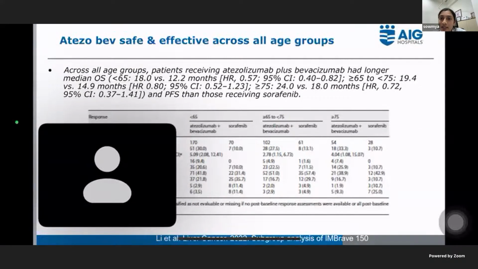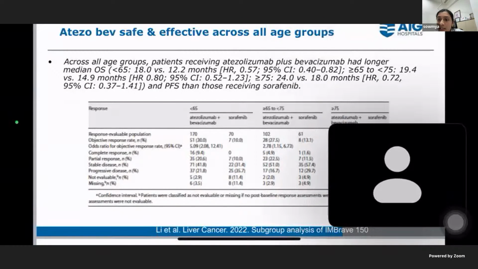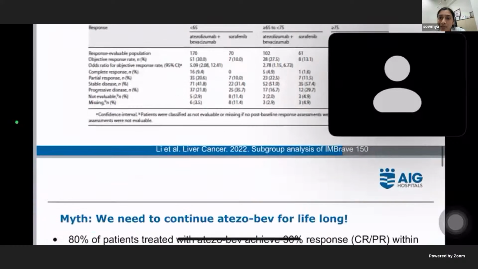So atezo and bev is safe across all age groups, and even coming to this data set, taken from subset analysis of IMBRAVE, when different subsets of ages are considered, that is, say, less than 65, 65 to 75, and more than 75, and compared the efficacy of immunotherapy versus sorafenib in every age group category, immunotherapy was superior to sorafenib therapy alone.